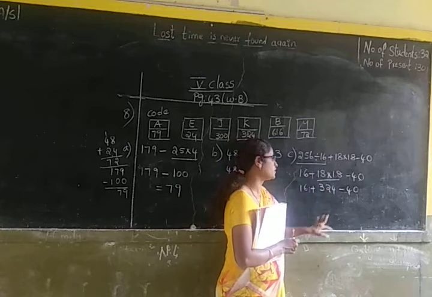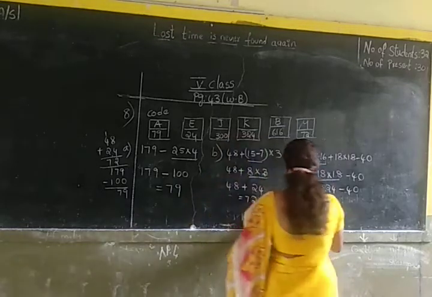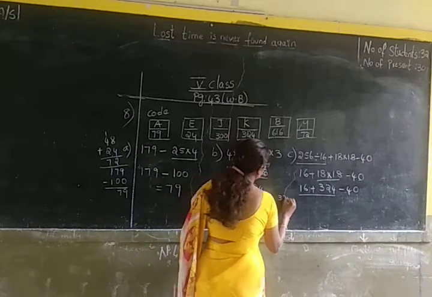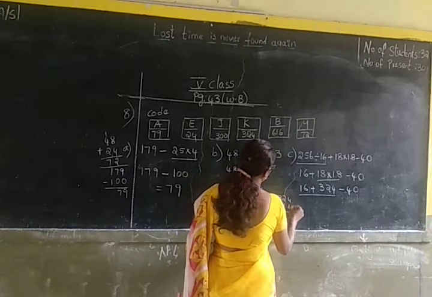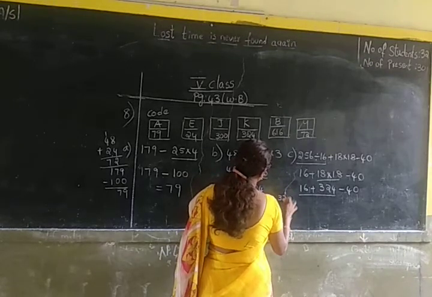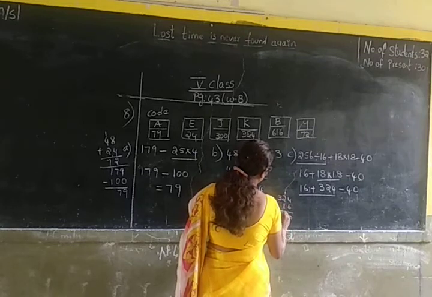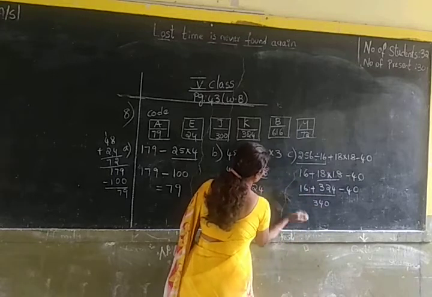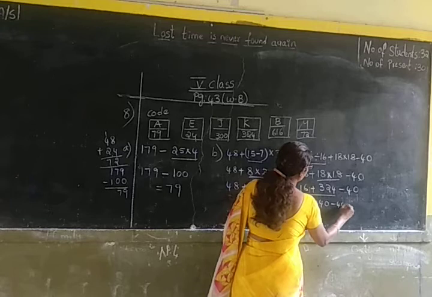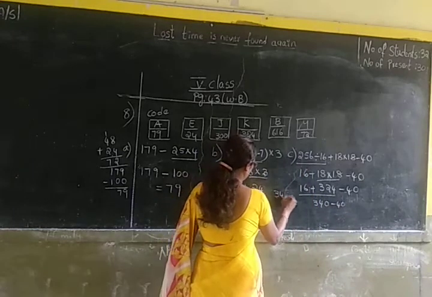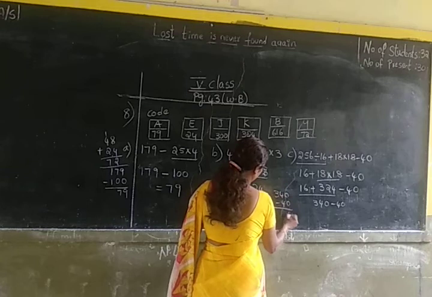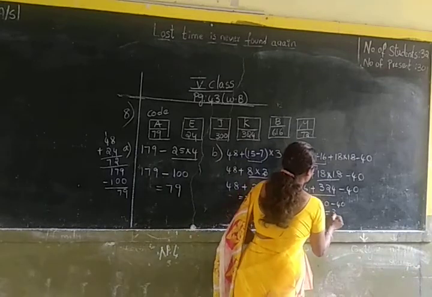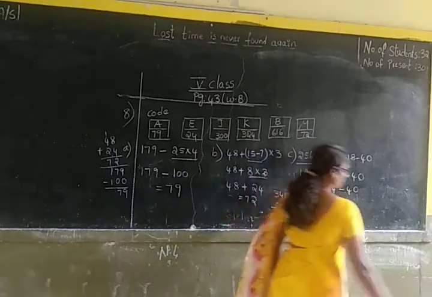After multiplication, you have to do the addition. So now you have to add 16 and 324. 6 plus 4 is 10. 2 plus 1 is 3. 3 plus 1 is 4. That is 340. After addition, you have to do the subtraction. 340 minus 40 is 300. So the answer is 300.